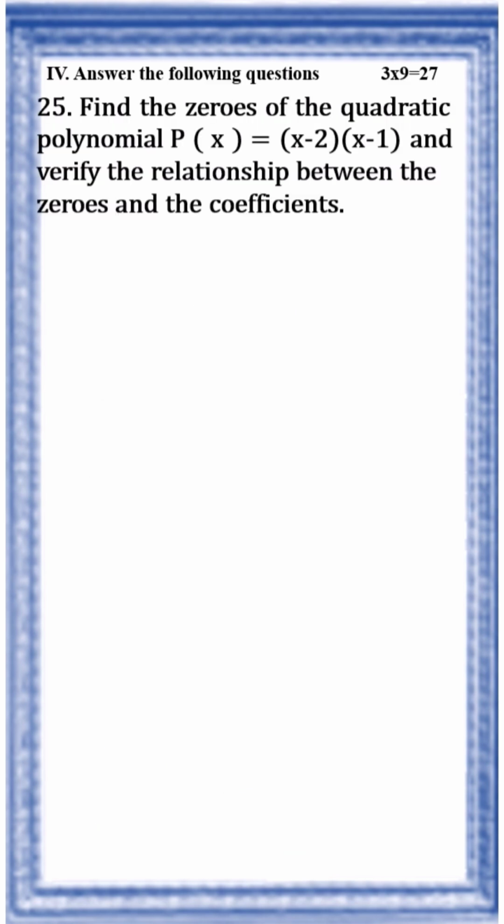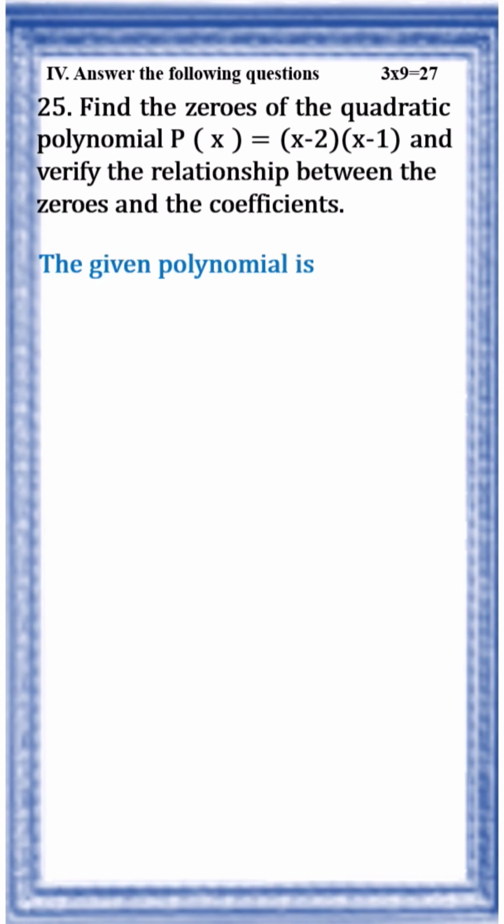Now 3 marks questions. There are 9 questions which carry 3 marks each. 25th question. Find the zeros of the quadratic polynomial p of x is equal to x minus 2 into x minus 1 and verify the relationship between the zeros and the coefficients.